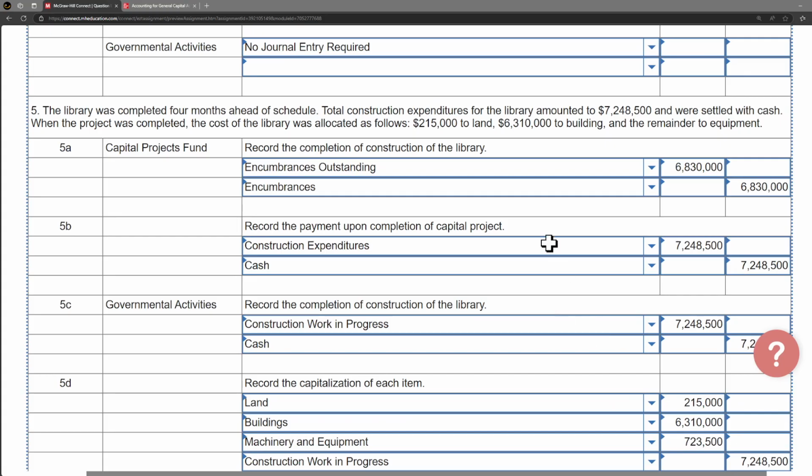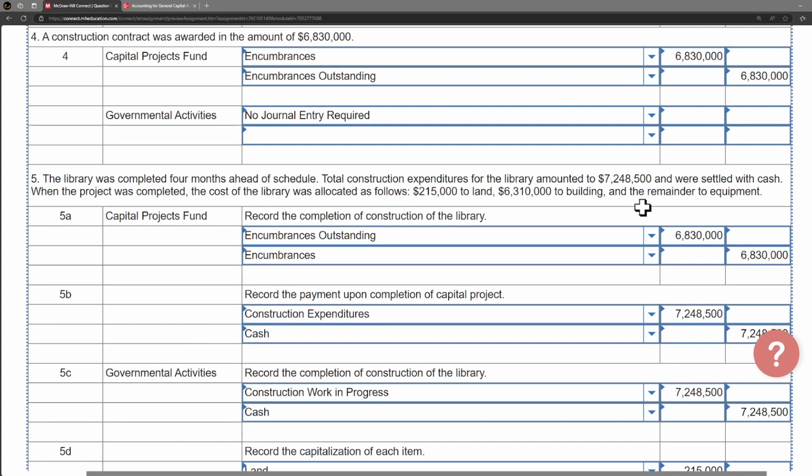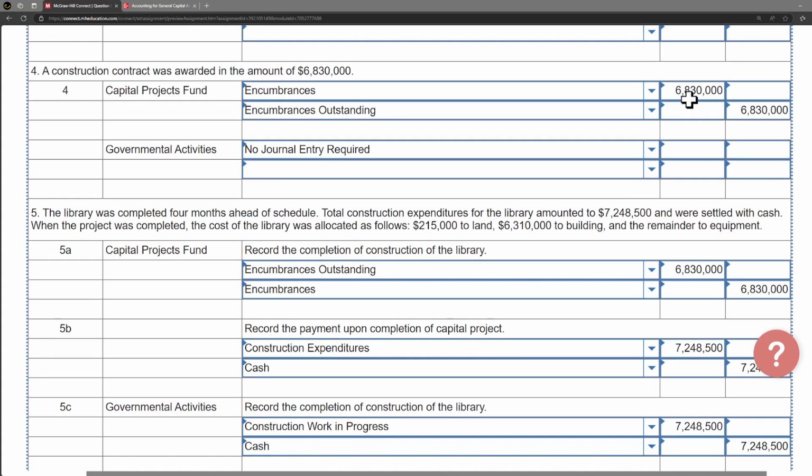Now, what are the numbers that we're concerned about up here? You notice that we don't record any land, buildings, and machinery up in the capital projects funds. We're just looking at the inflow and outflow of resources. So first thing we need to do is set up an encumbrance here, a debit to encumbrance, a credit to encumbrance outstanding. Remember, we're just using those to track how much we're spending to make sure we don't overspend, or at least give us a sense of how much we're overspending.